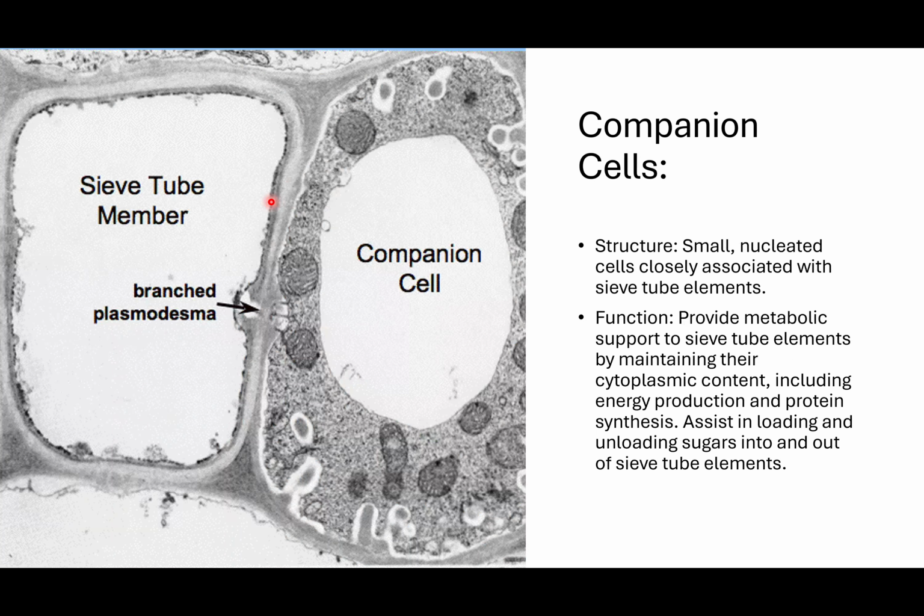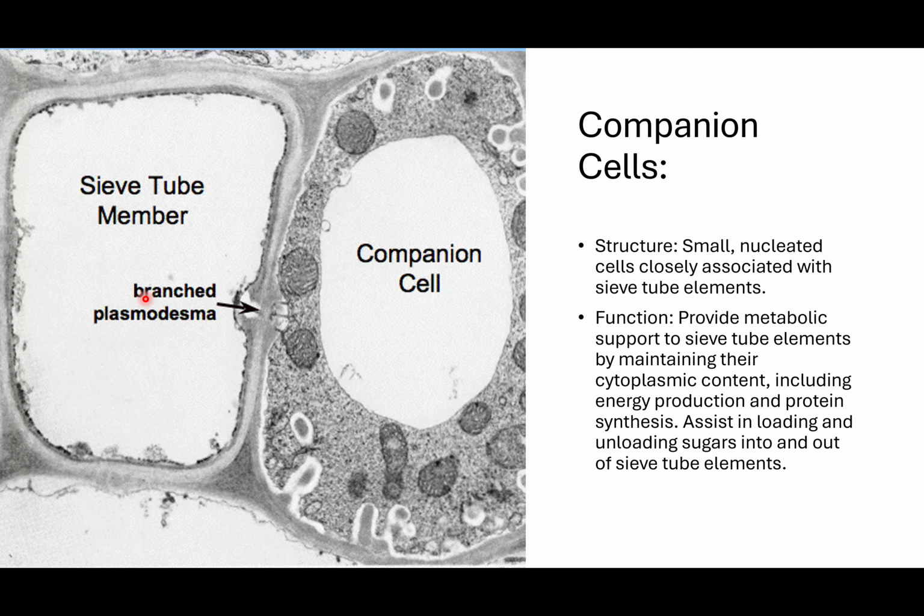But the companion cells specifically are small nucleated cells, meaning they have a nucleus, closely associated with the sieve tube element. So they provide all the metabolic support. They maintain the cytoplasmic contents of the sieve tube elements specifically. They include the energy production. We're going to look at why they need energy to be produced. And they provide some amount of protein synthesis.